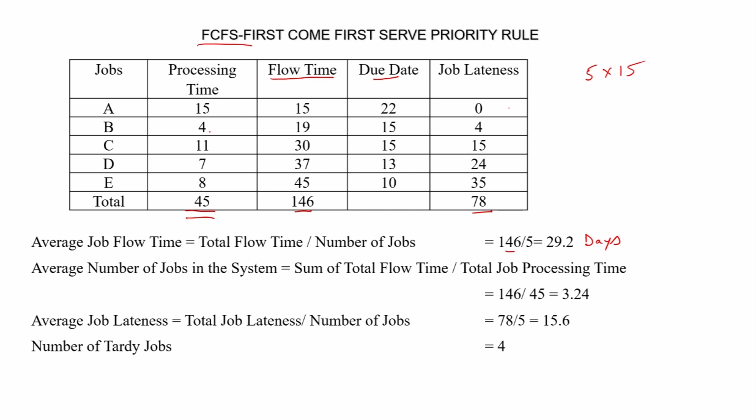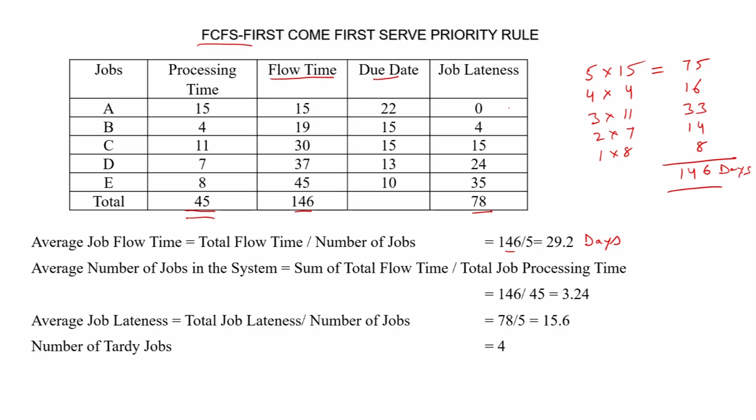Then the first job is out. For the next 4 days, 4 jobs were in the system; 3 jobs in the system for 11 days, 2 jobs in the system for 7 days, and 1 job in the system for 8 days. So, 75, 16, 33, 14 and 8. If we total it, we will get 146 days.